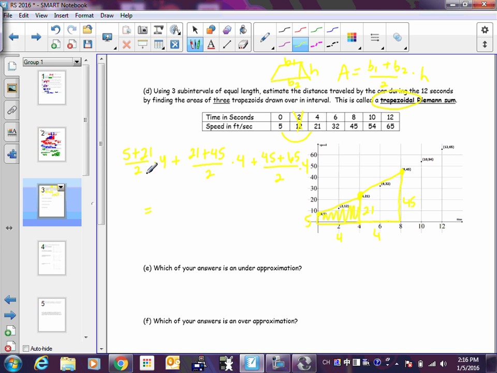And of course here you could try to simplify this or just put it in your calculator. You do have to be careful with parentheses here since you're adding and then dividing 2 numbers by 2. So just pick a method and stick with it. And you should be getting 404 feet here.